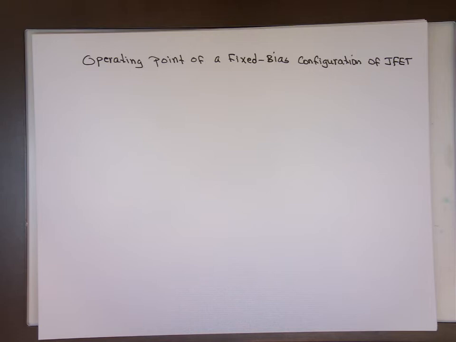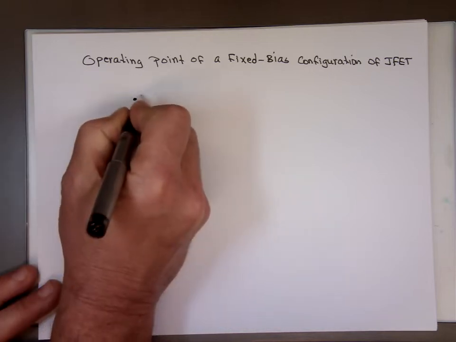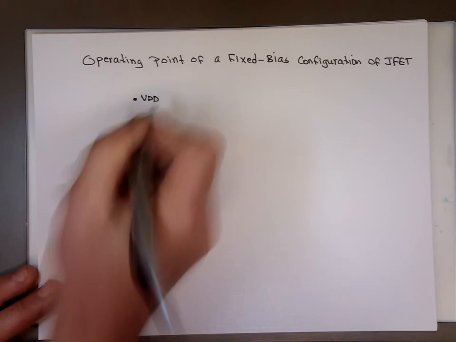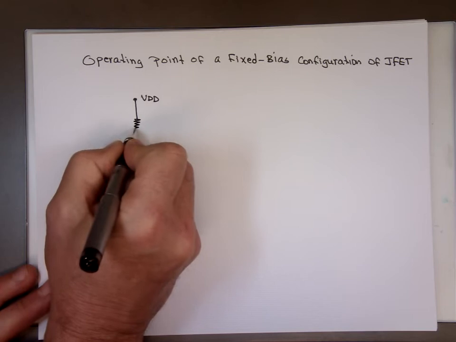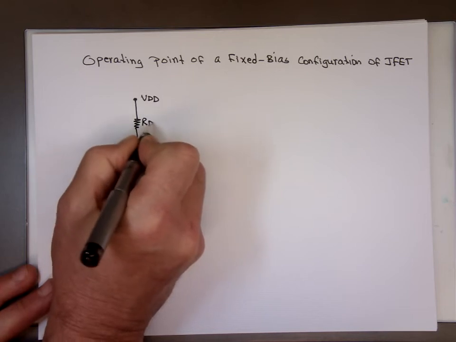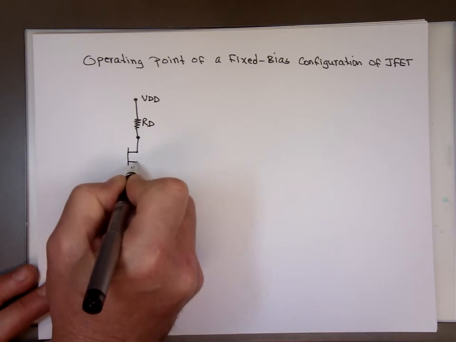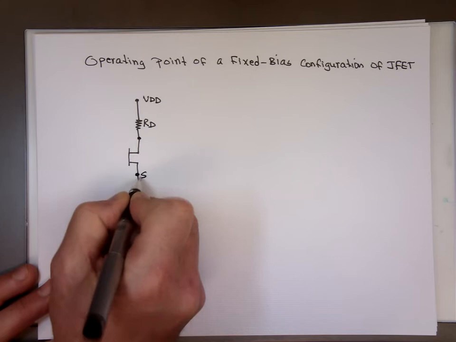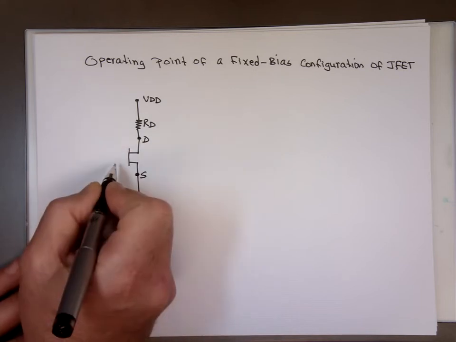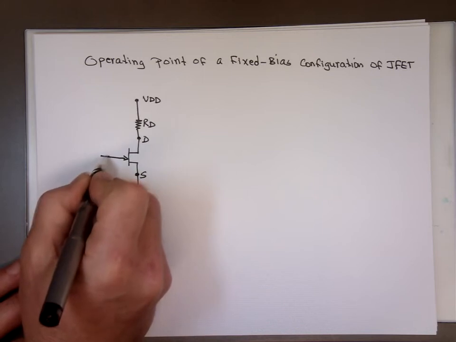So let's take a circuit. Let's assume we have this circuit here. We have a VDD. I don't have to give you a number, we can use numbers for that. And this is the resistor to the drain, R sub D. This is your drain here. Source, drain. And now, this is the gate here.